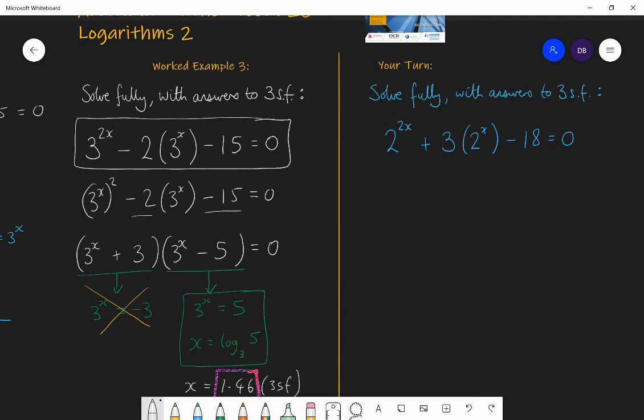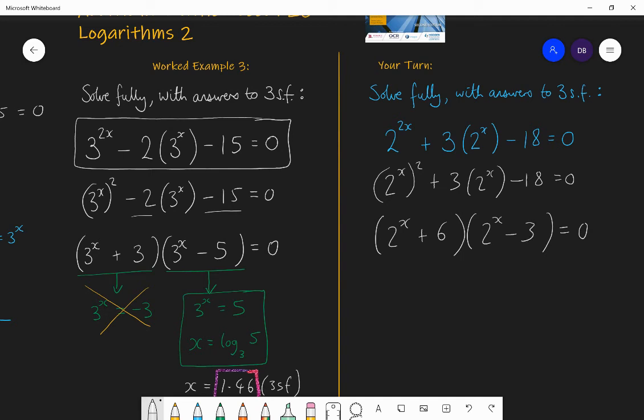Okay, so the answer to this, firstly, you factorize this because this is the same as 2 to the power of x, squared, plus 3 lots of 2 to the power of x minus 18 equals 0. So your unknown is 2 to the power of x. So if I factorize it, I'll have 2 to the power of x in both brackets. Multiply two numbers to make minus 18, add to make 3. One of them is going to be positive 6. The other one's going to be negative 3.